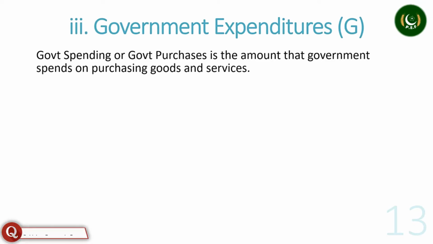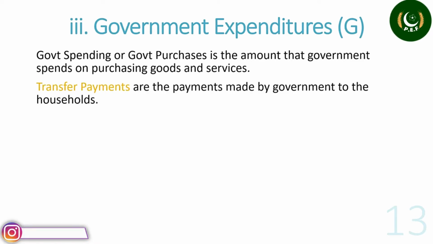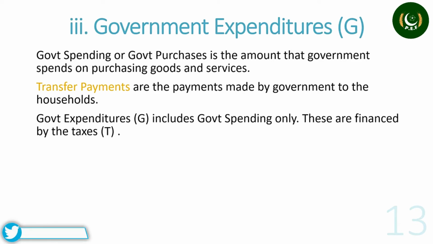There is another term which we should also understand, which is transfer payments. These are the payments made by the government to the households against no services provided by the households. That is, these are the payments that are made to the households without acquiring their services. For example, social security payments, medical care, and food stamps.